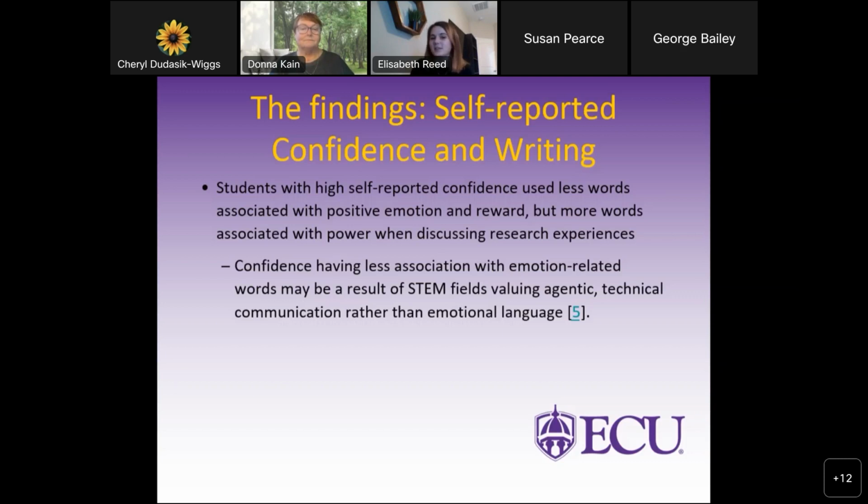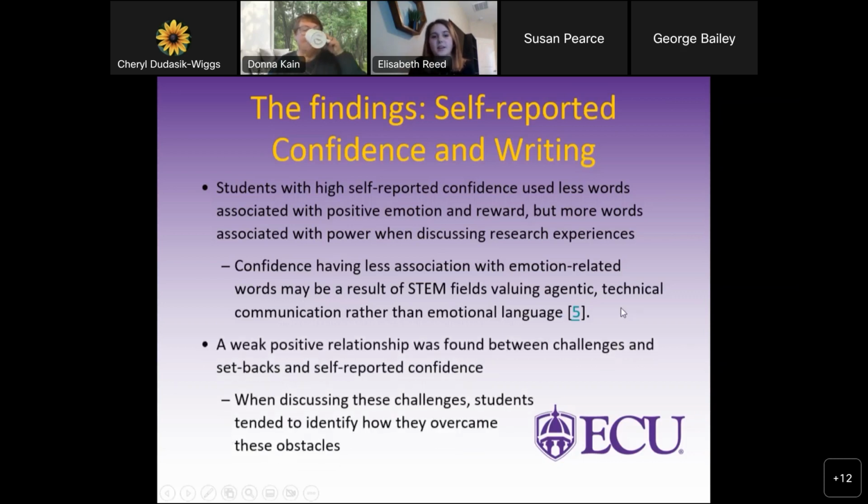So we speculate that this confidence in these students has less association with emotion-related words because STEM environments are typically more agentic and competitive in nature. They don't really value emotional language too much. So that's why there's more power. And then we also found a weak positive relationship between challenges and setbacks in self-reported confidence. So students who discuss their challenges and also how they overcame these challenges, they tended to have higher self-reported confidence.